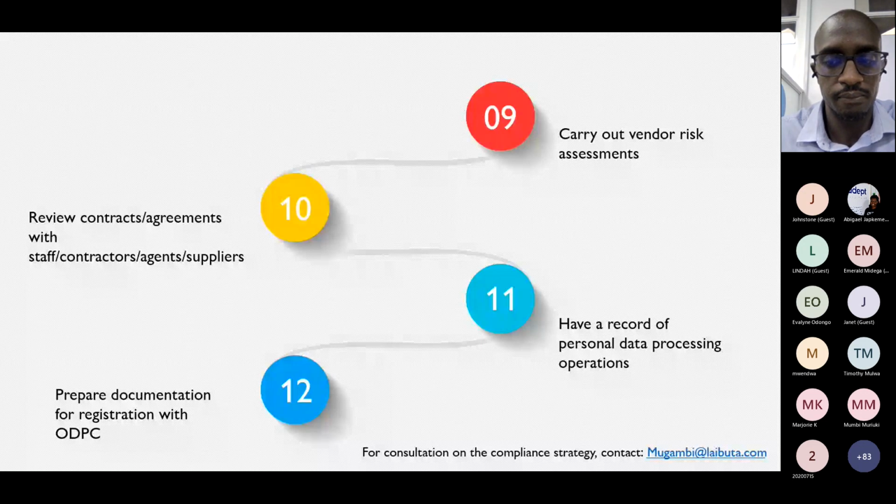And lastly, and I think this was alluded to in the previous presentation by Mary, please prepare documentation for registration with the ODPC. One of the key things that the ODPC asks these digital lenders to prove is whether you've registered with the ODPC or you're in the process of registering, especially if you're on the list of institutions or sectors that must register, I mean that it's compulsory for them to register.